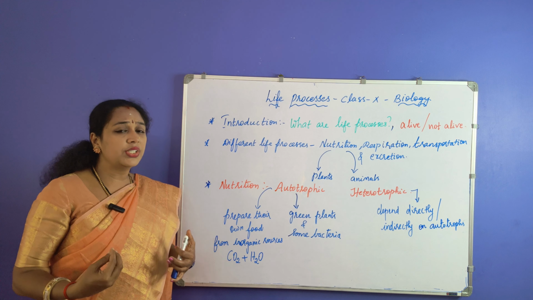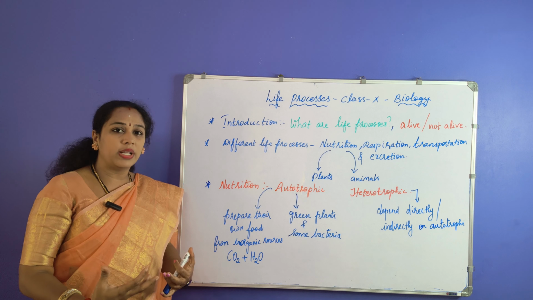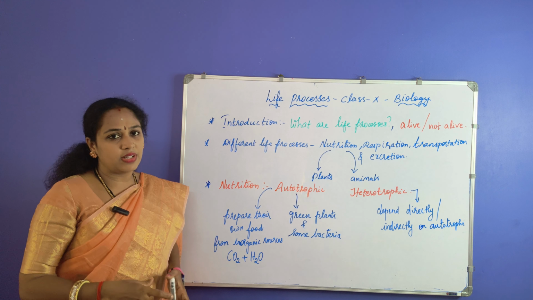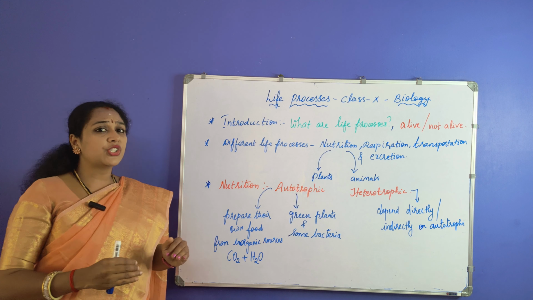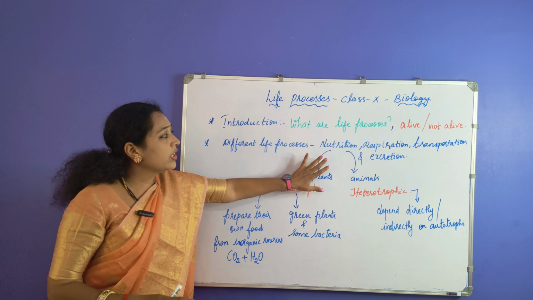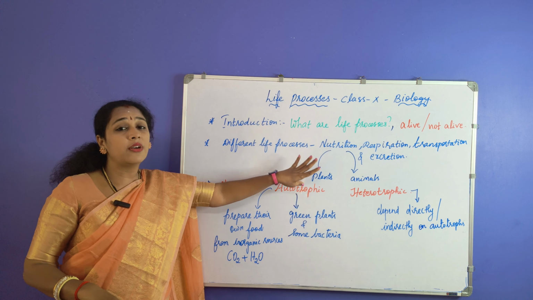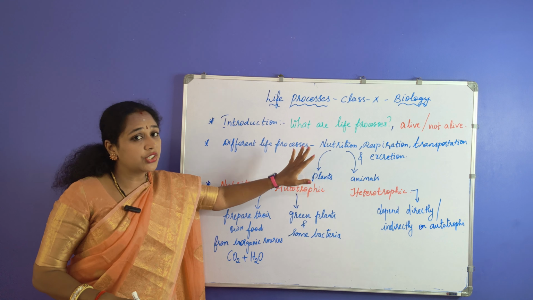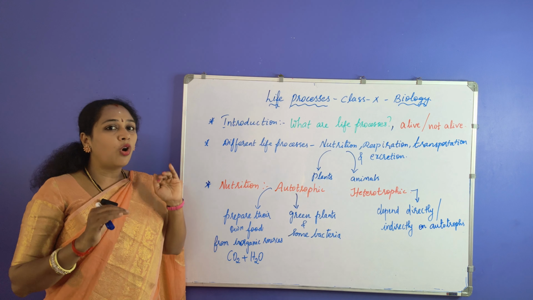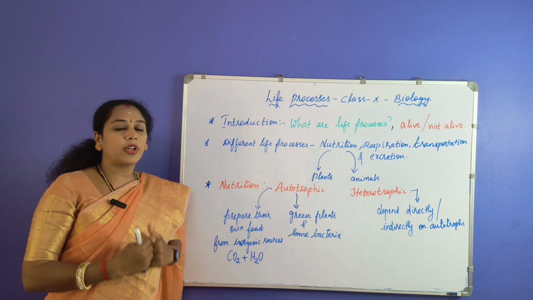So what are the life processes? Whatever processes they do within the body require energy for doing all these activities. In this chapter we have four different processes: nutrition, respiration, transportation and excretion, which we are going to see for both plants as well as animals. And for these different processes, what does it require?